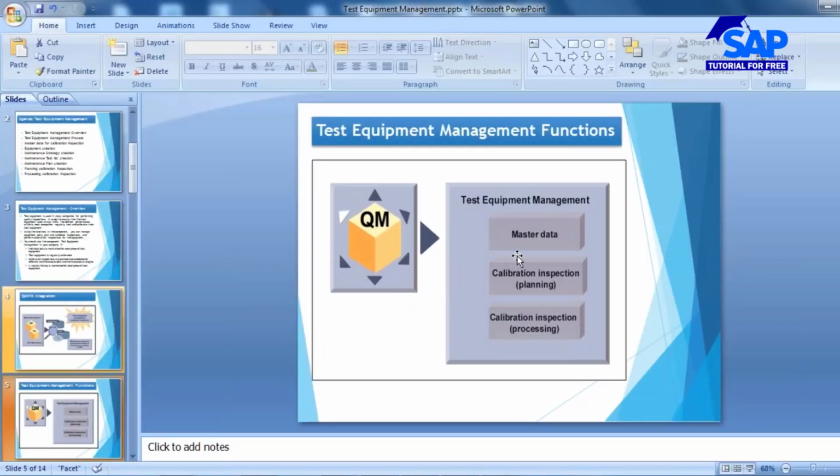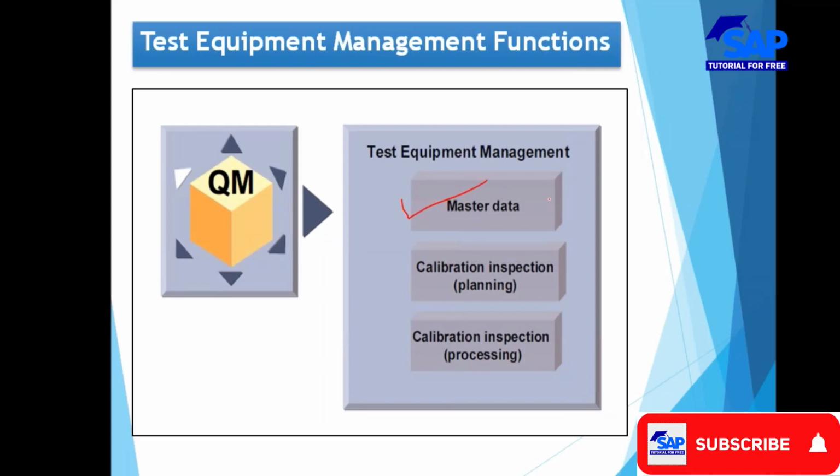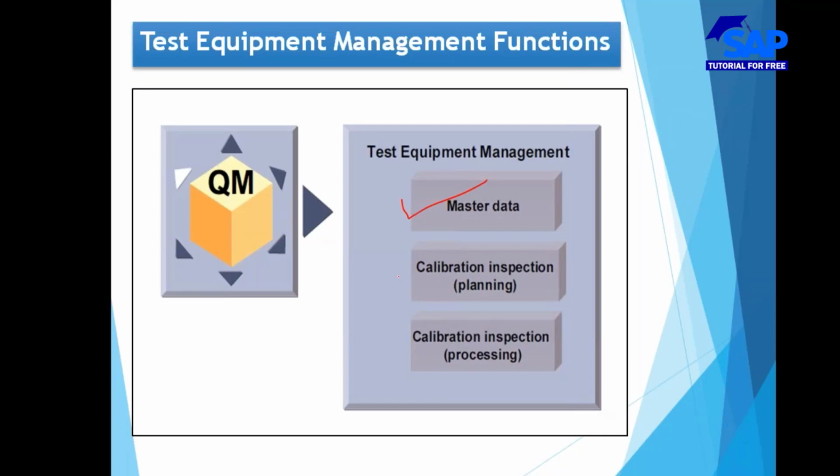So what is the process flow of test equipment management? First you will be creating all the required master data, from the QM perspective and the plant maintenance perspective. Then you do the planning activity, like creating the maintenance strategy and a maintenance plan. Once the planning is done, you will do the processing, like inspecting the equipment and doing the calibration of the equipment. So this is the process flow of your test equipment management.